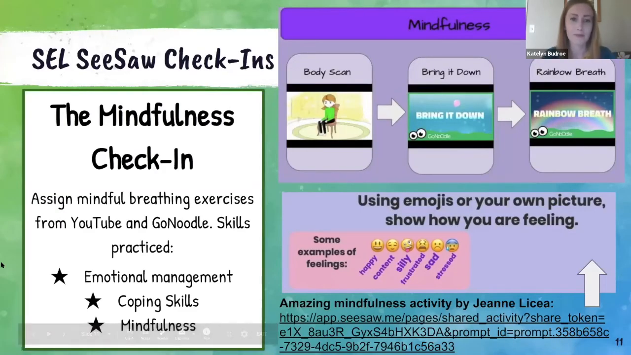And another type of check-in that I do is a mindfulness check-in. We did mindful breathing every day as well after recess. So I wanted to continue that process, especially during this time of uncertainty. I know that we need to remind ourselves to take a moment to breathe. So giving the students the opportunity to have this moment is so important during this time.